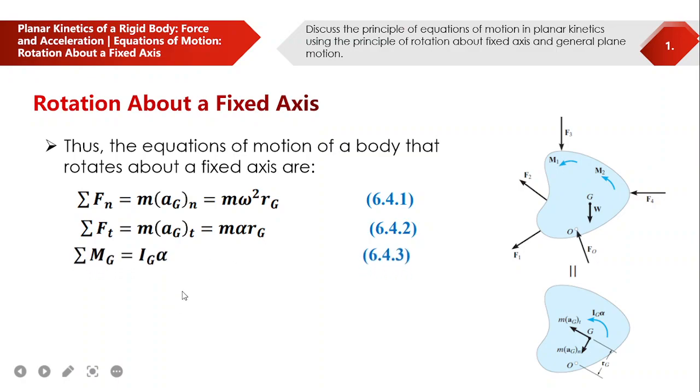For the last equation of motion, we have all moments at point G. The summation of all moments at point G is equal to I sub G times angular acceleration, since this is the only one acting on our body. Based on our kinetic diagram, for the forces acting in the normal component, there's only one: M times a sub G sub N. For the tangential component, there is also one. And for the moment, there is also only one, which will be equal to I sub G times alpha.